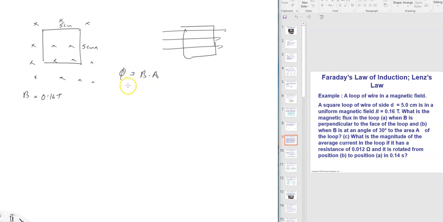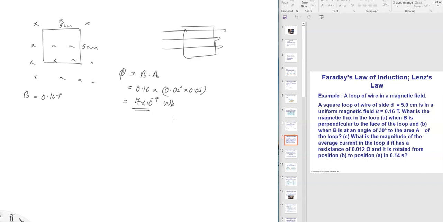B times A. 0.16 times the area. The area is 5 by 5, but it's in centimeters. So 0.16, let's do the math. 0.16 multiplied by 0.05 squared gives me 4 times 10 to the negative 4 Weber, right? So that is the flux.